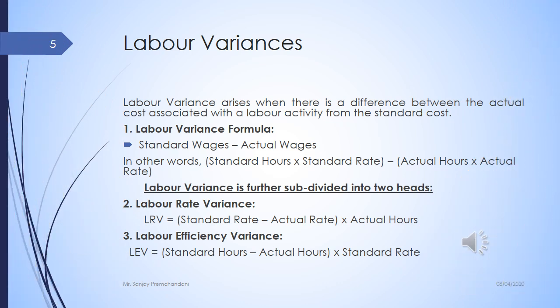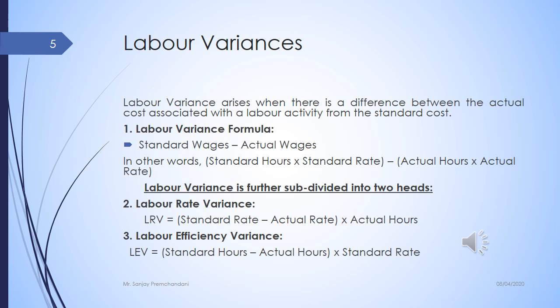The next variance is labor variances. Labor variances arise when there is a difference between the actual cost associated with the labor activity and the standard cost. The labor variance formula is standard wages minus actual wages. Now how do we calculate standard wages? Here, instead of quantity, hours will be there. So standard hours into standard rate minus actual hours into actual rate.